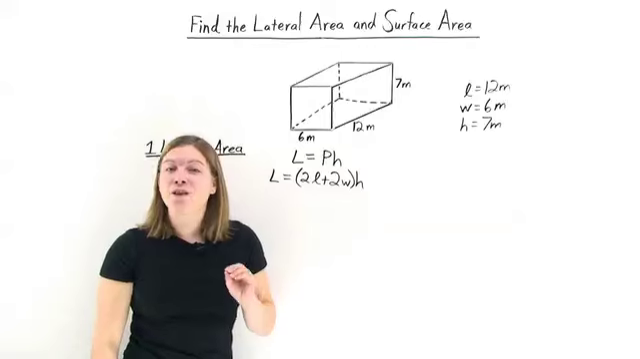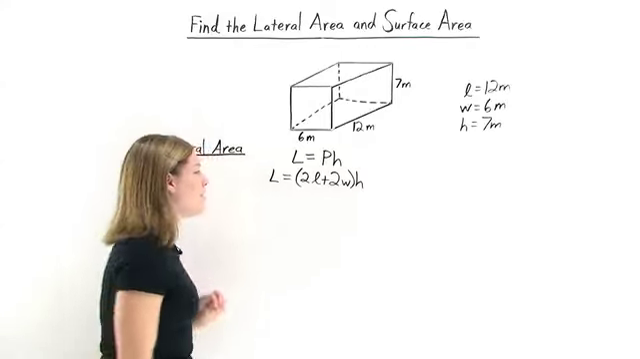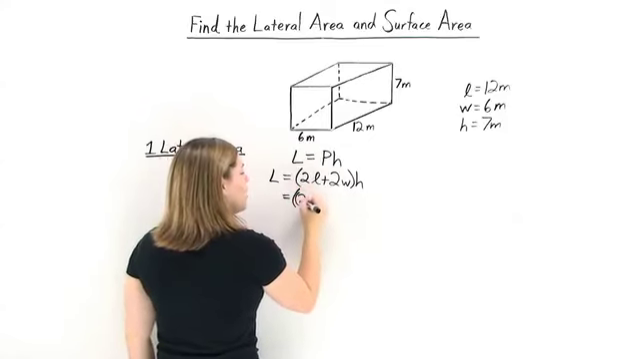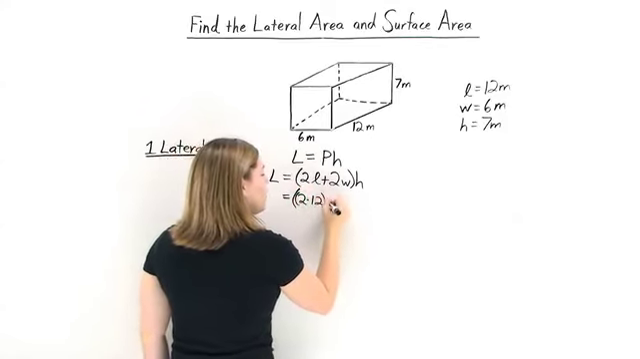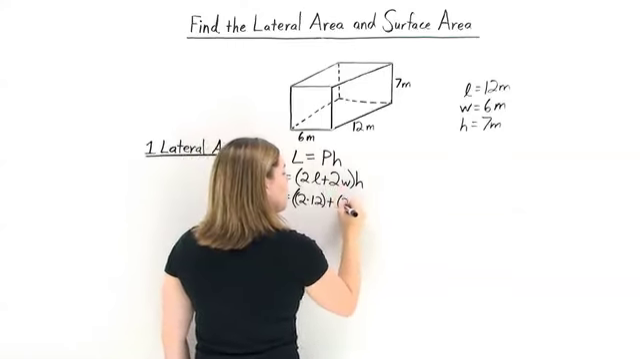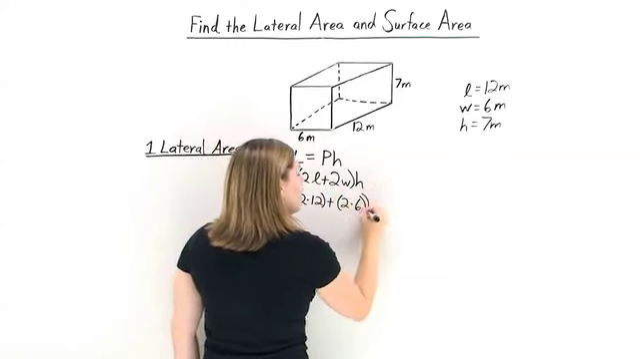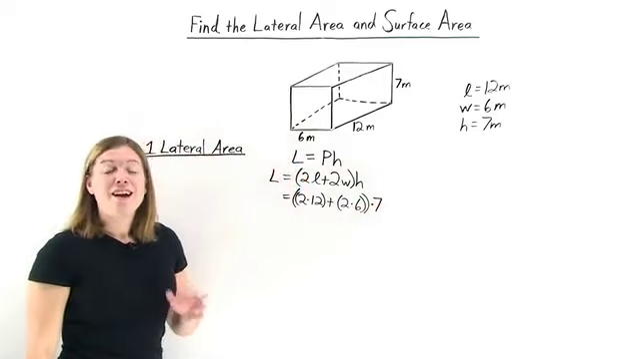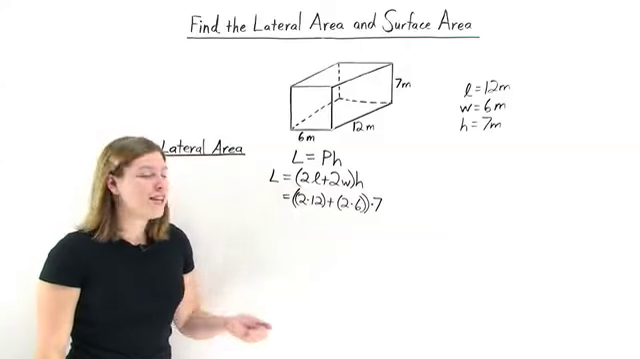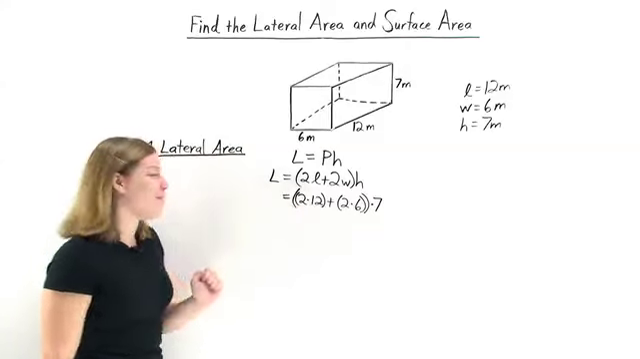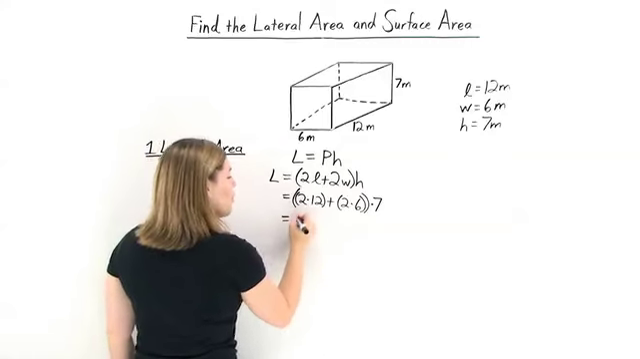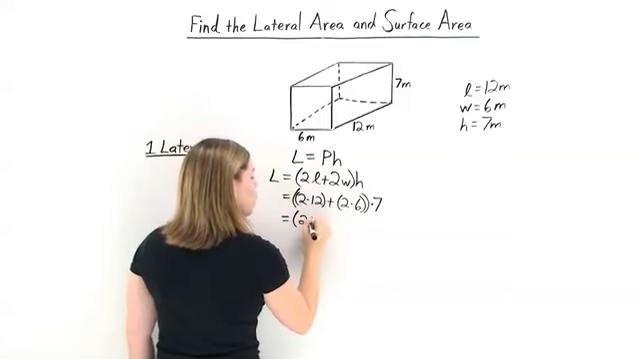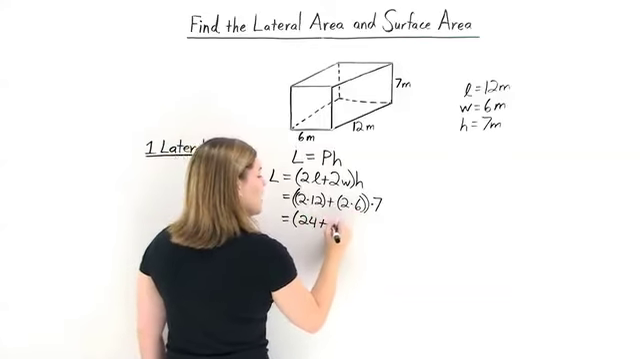Now that we have the length, width, and height identified, let's plug them into our formula. So we have 2 times the length, which would give us 2 times 12. And we add 2 times the width, which would be 2 times 6. Then we multiply that whole quantity by the height of 7. So to get the lateral area, all we need to do is simplify using the order of operations. So we want to focus on the innermost parentheses first. Taking 2 times 12, we get 24. Then taking 2 times 6, we get 12.